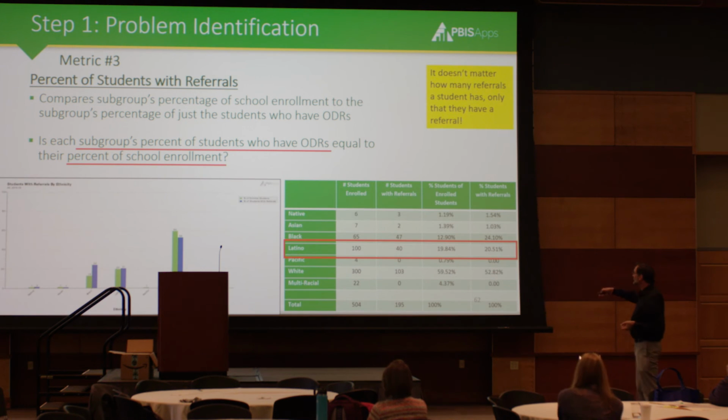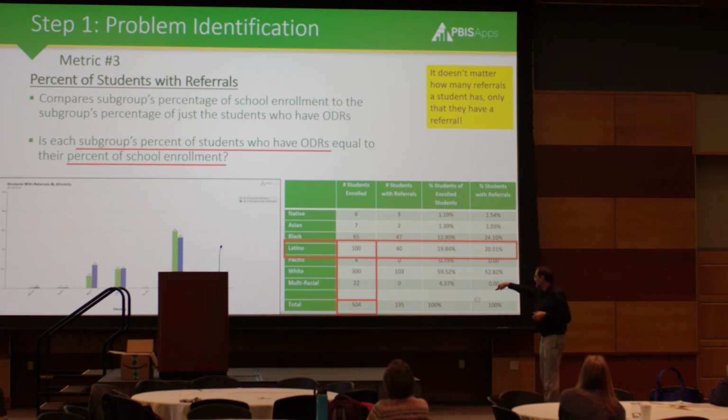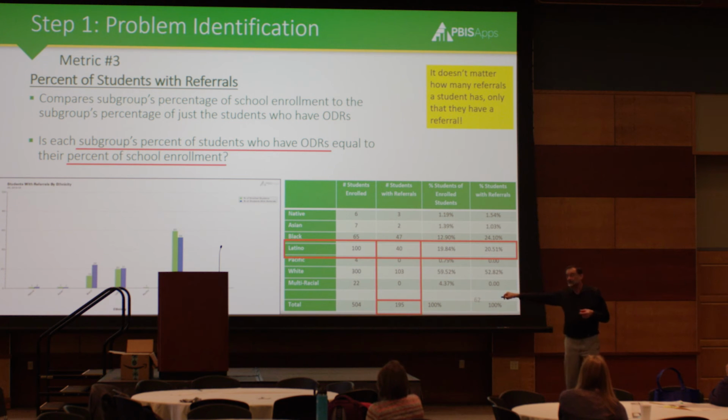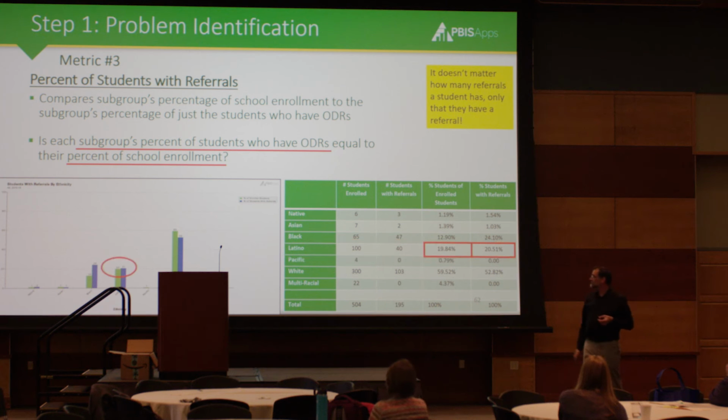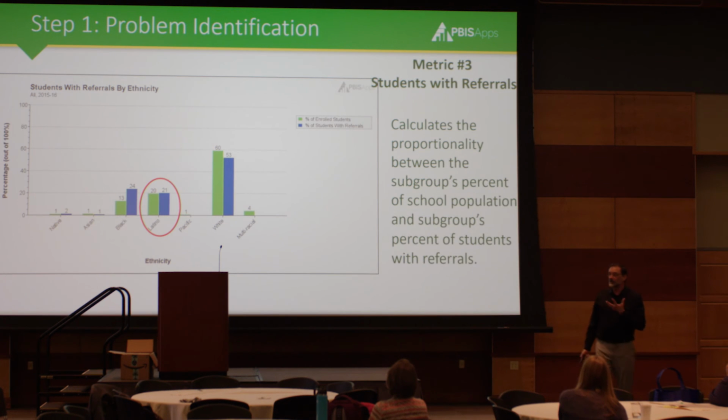And we're going to do the same thing. Here we can do it really quickly. Here we have 100 Latino students. Of the 504 students, that makes about 19.84%. We'll round that off to 20%. There are 40 of those that have referrals. Of the 195 students with referrals, that rounds off to about 21%. And we can see it over here. That's too small and it's behind the box for some of you, so we'll make it larger. 20 compared to 21. That looks somewhat equitable.